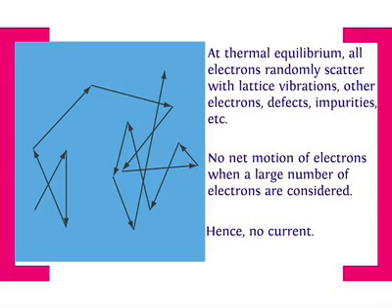So first, let's talk about thermal equilibrium when no field is applied. At thermal equilibrium, all electrons essentially randomly move around, like we saw in the video. They randomly scatter from lattice vibrations. They can collide with other electrons. They can collide with defects in the crystal. They, of course, are also colliding with the ions, which are positively charged.